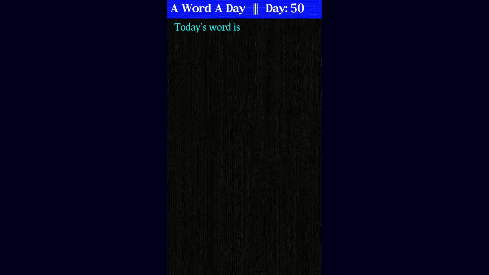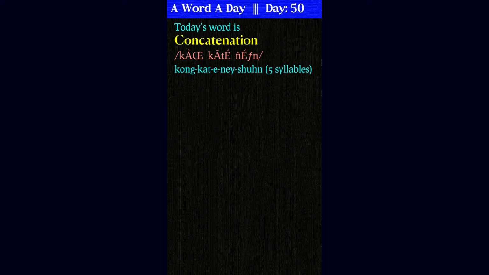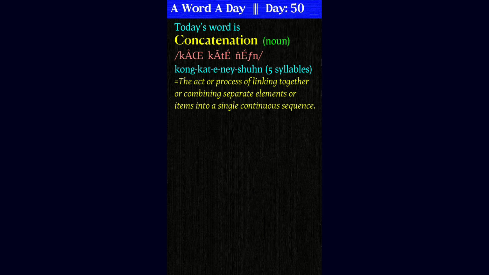Day 50. Today's word is concatenation. Concatenation. 5 syllables. Concatenation is a noun. Concatenation means the act or process of linking together or combining separate elements or items into a single continuous sequence, or the result of such a linking or combining process, creating a series or chain of interconnected parts.